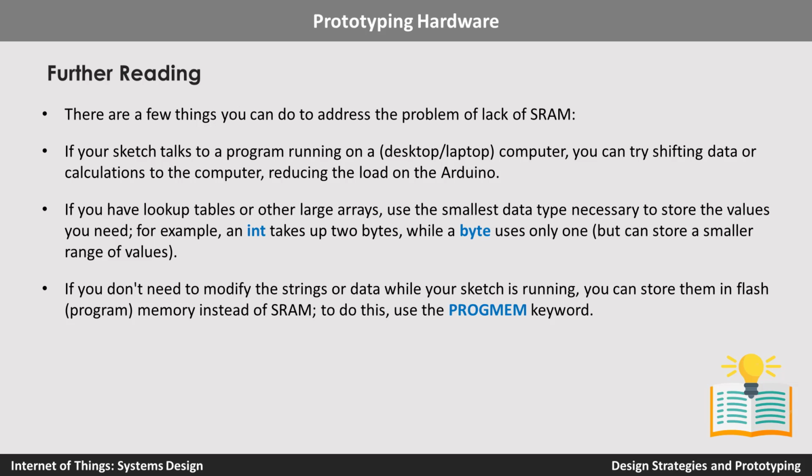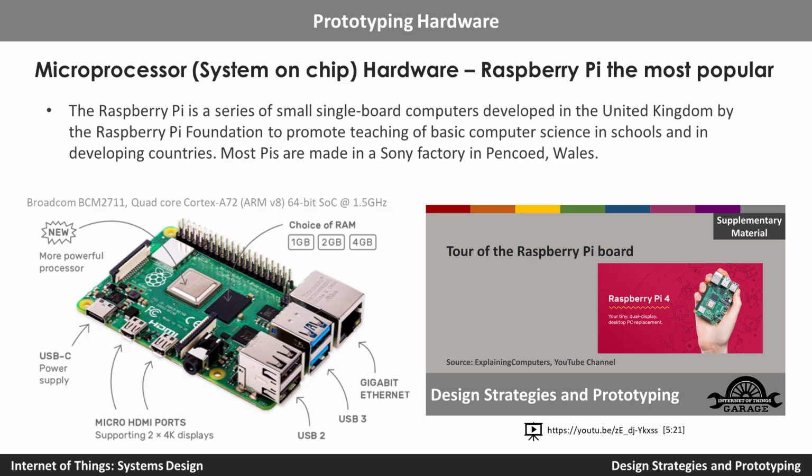Another way to address this lack of SRAM is, if you don't need to modify strings or data while your sketch is running, you can store them in flash memory instead of the SRAM. In order to do this, there's a keyword you need to use, PROGMEM, which allows you to store strings in the much larger flash memory.